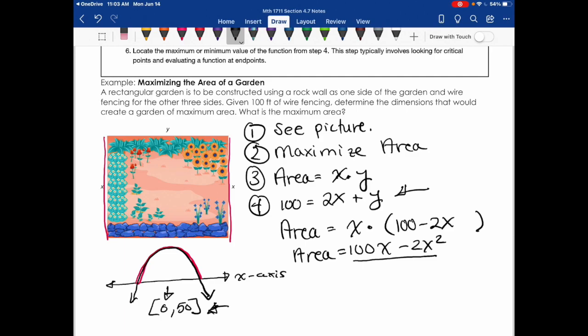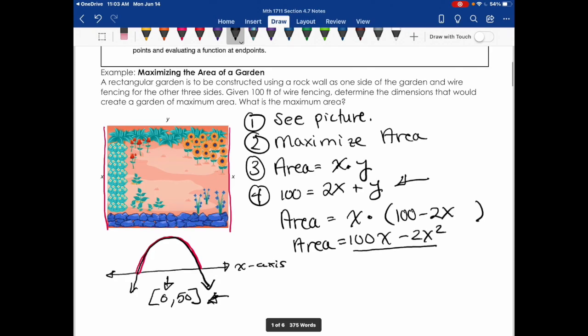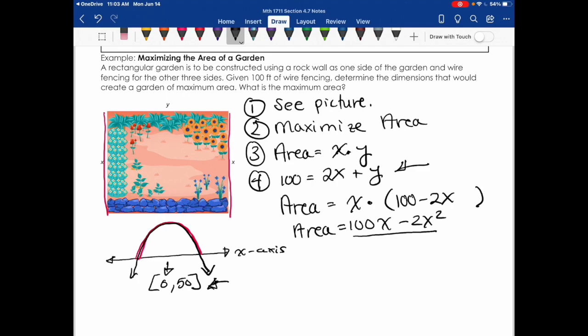This step typically involves looking for critical points and evaluating the function at endpoints. So we want to look for any absolute maxes or local maxes because we're trying to maximize. So we want to look for the highest point that we can possibly find. So we're going to look at the endpoints, and we're going to see if there's any local mins or maxes and figure out which one is the highest.